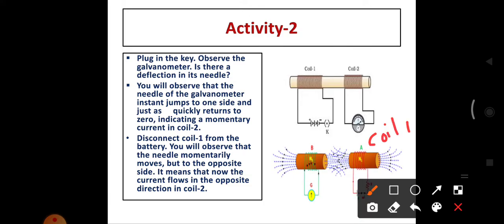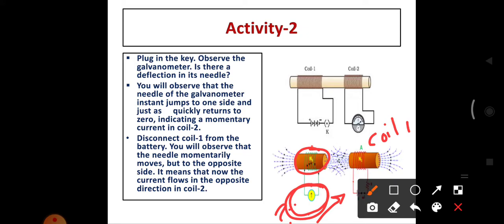So when the current is flowing in coil 1, you have to observe the galvanometer. Is there any deflection in its needle? See here, the galvanometer is deflected. You observe that the needle of the galvanometer instantly jumps to one side and quickly returns to 0. So it indicates that current is produced in coil 2.